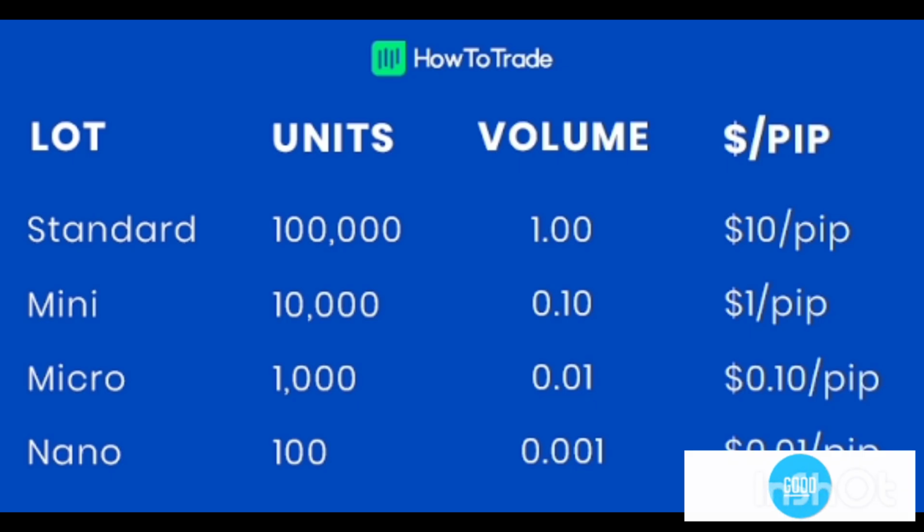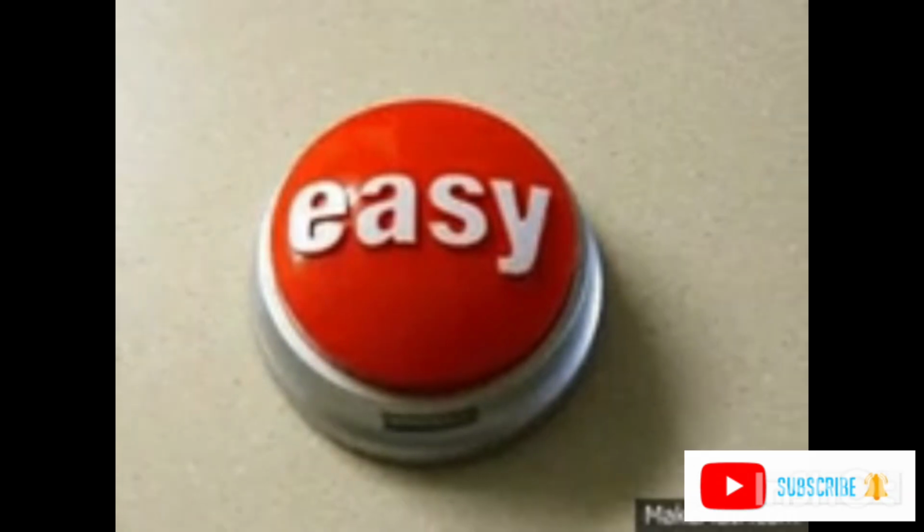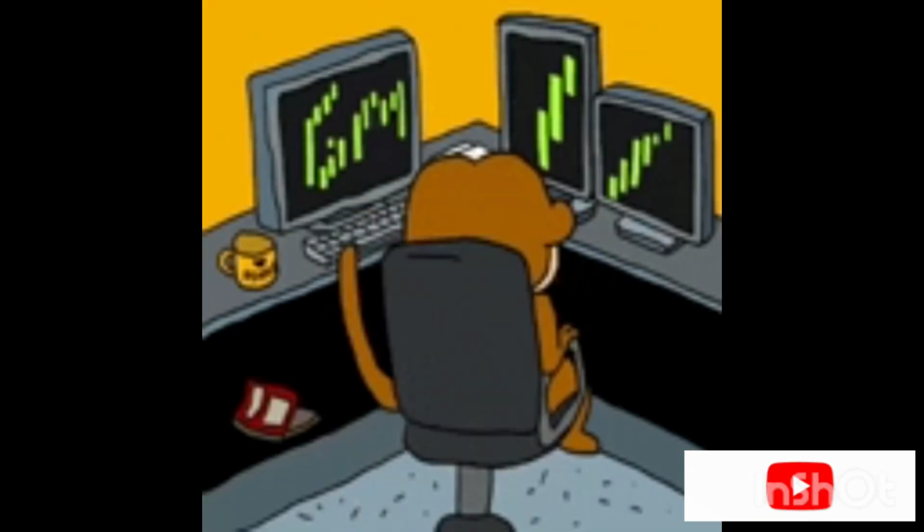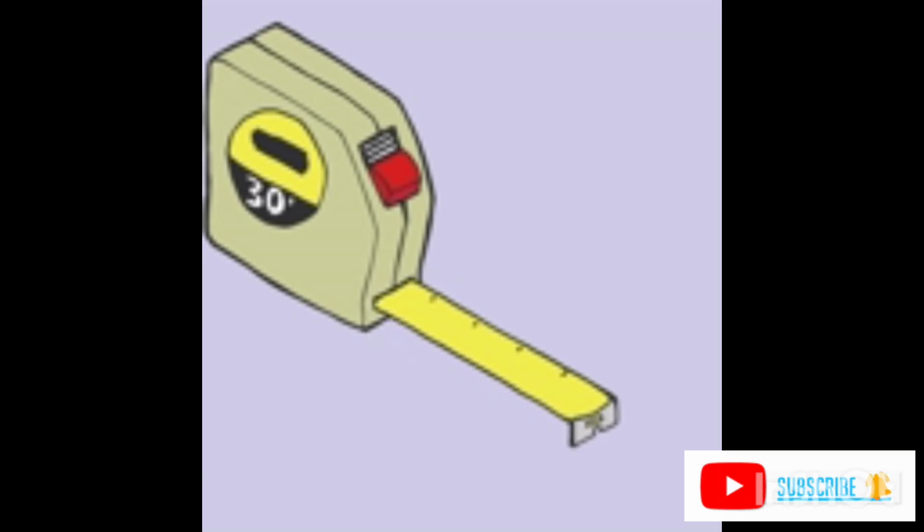Now we understand what lots are and their categories, and how they are used to execute trades. As we continue, everything will become even clearer. In the next lesson, we will learn about pips as a way of measuring distance in the market.